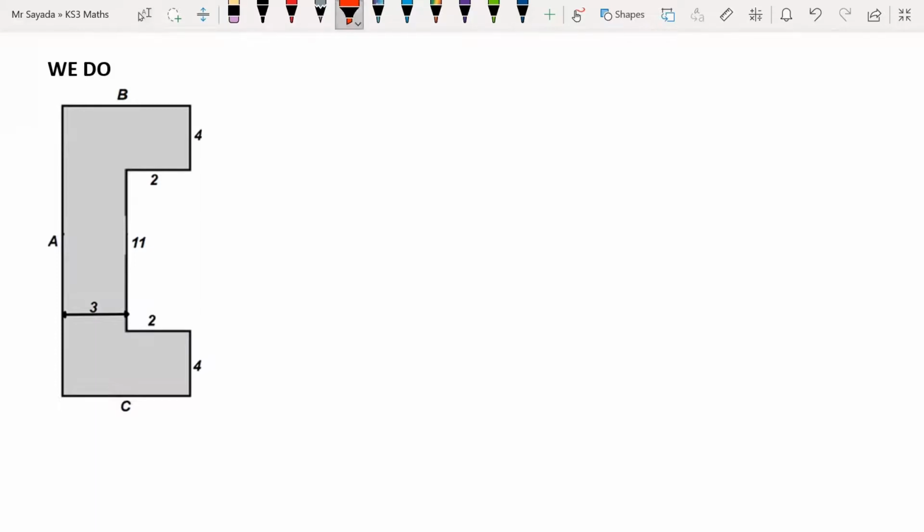So let's start by working out what A is. To work out A, I'm going to think A is this full height here. And that's going to be made up of this, this, and this. So looking at my diagram, what's A? Say your answer to the video now. Well, A must be 4 plus 11 plus 4. So A is 11 plus 4 plus 4, which is 19. So A is 19.